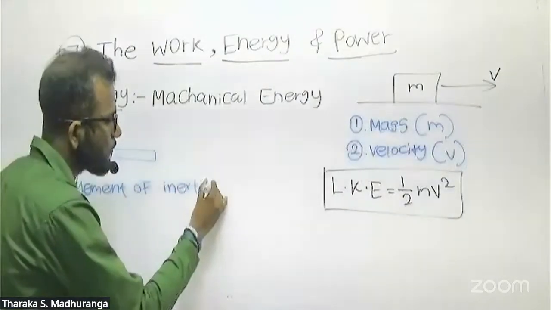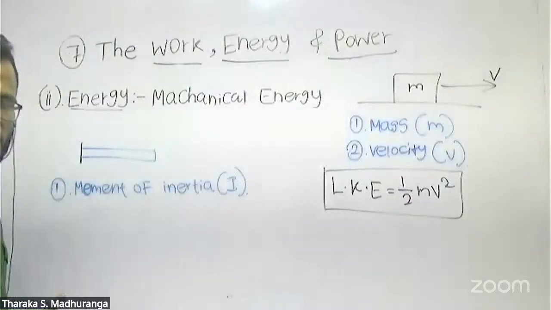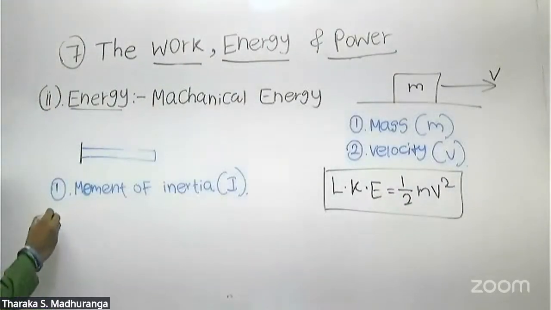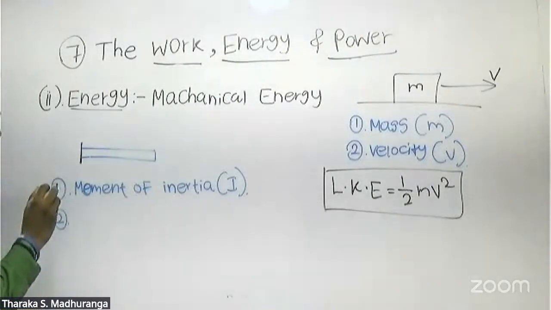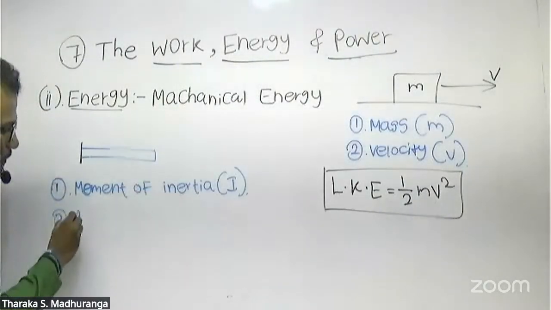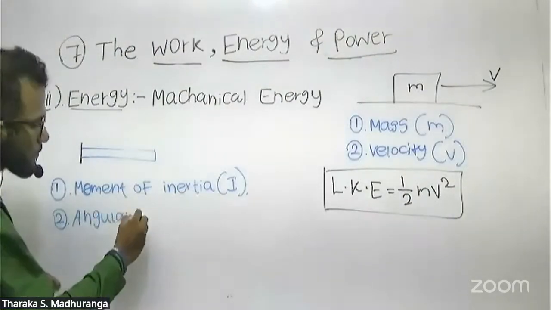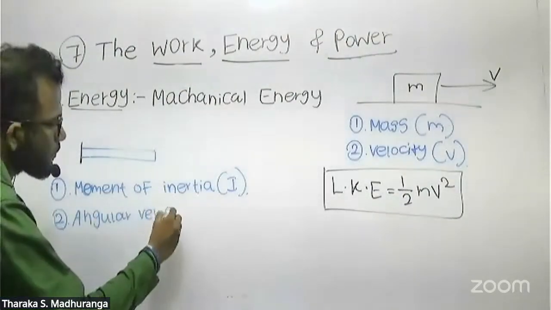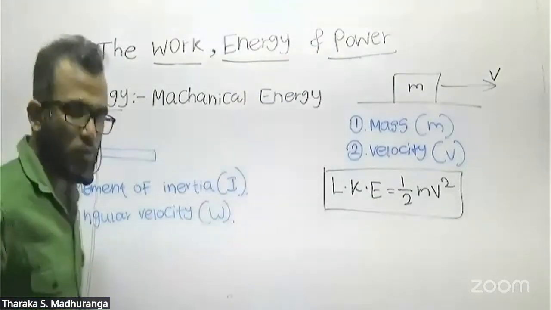The moment of inertia, that means capital I, the moment of inertia. The second one is the angular velocity. Angular velocity, you already know the angular velocity is omega. We discussed it in the rotational motion lesson.